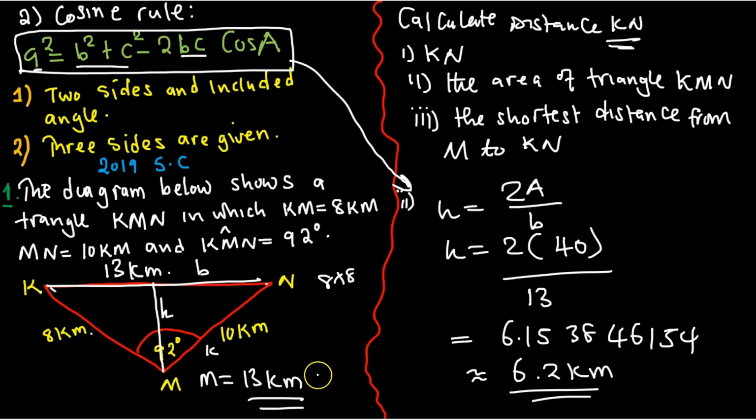Okay, so up next we are going to look at where we have 3 sides given. How do we apply cosine rule?